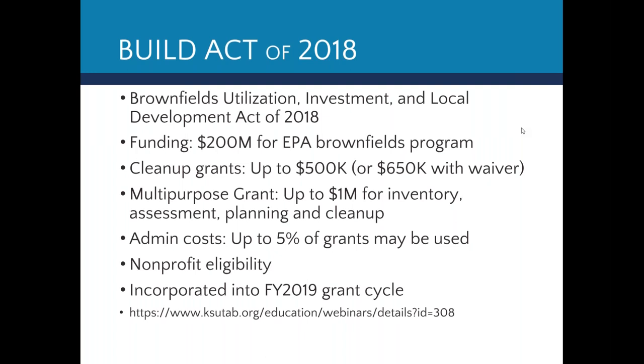Changes include changes to the cleanup grants, which are now up to $500,000 per site, and a possible waiver, $650,000 with a waiver. There is now a multi-purpose grant, which was awarded once, so we have a little experience with that. Administrative costs are now allowed up to 5% of the grant. And nonprofit eligibility will change, so look out for that for the next cycle.